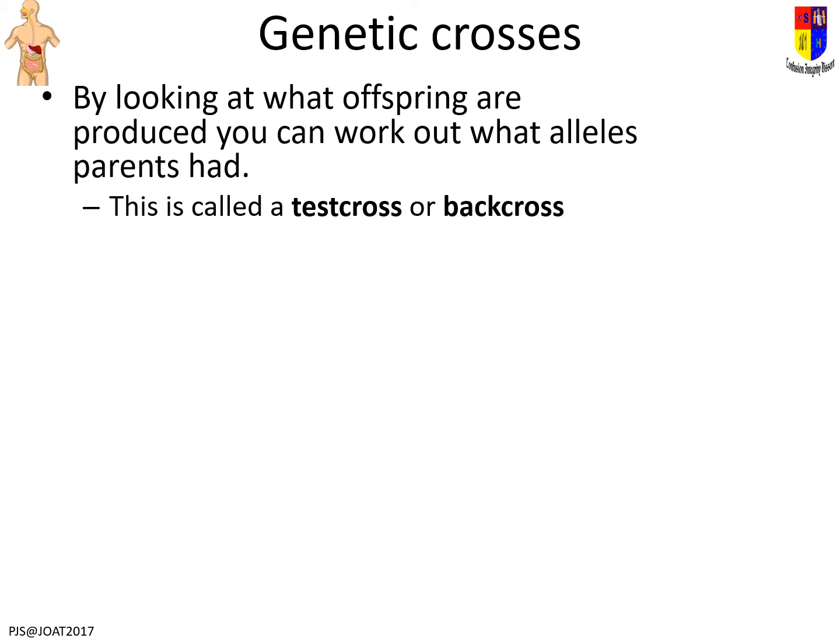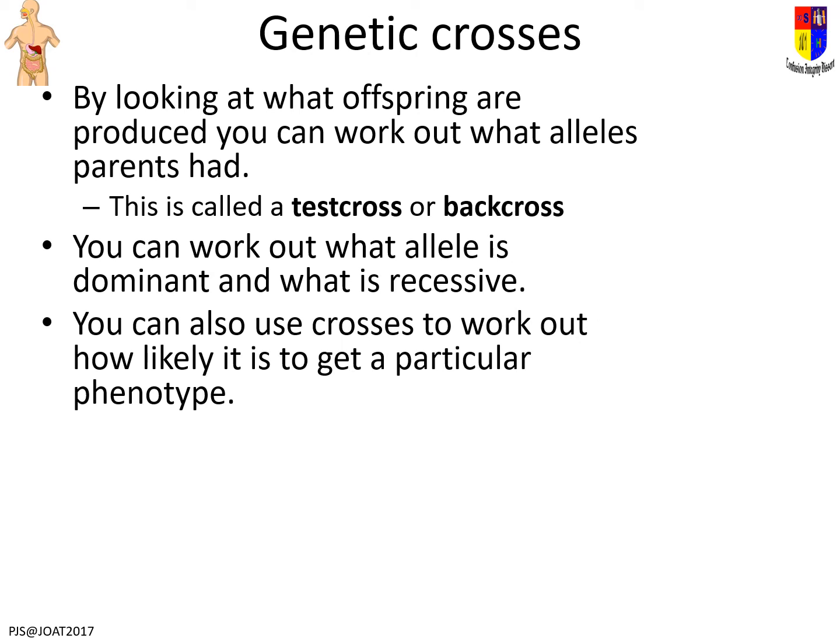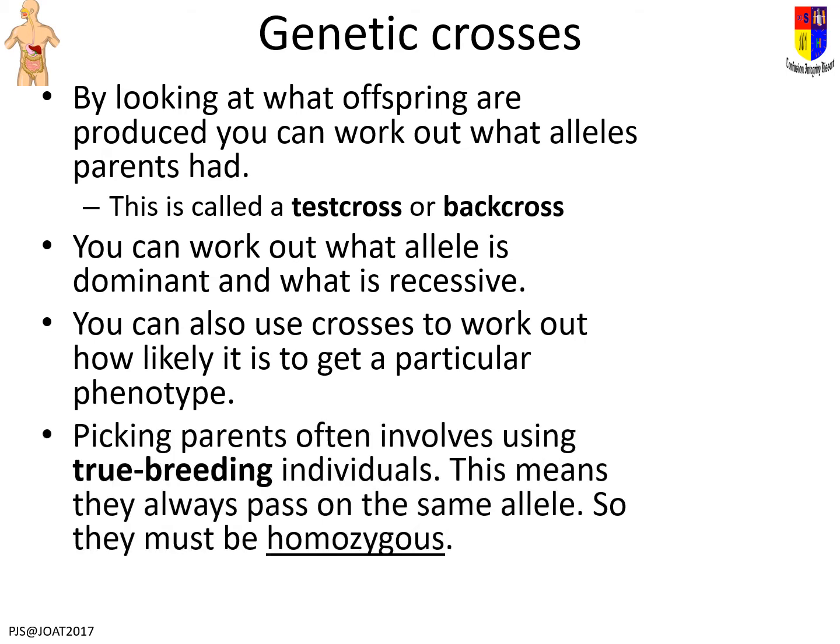You also could work out which allele is dominant and which is recessive, pretty much just by saying which one shows up more often, and the one that does, you go, well, that's the one that's dominant. You can also use crosses to work out how likely you are to get a particular phenotype, and that's quite useful and one that we're going to use quite a lot.